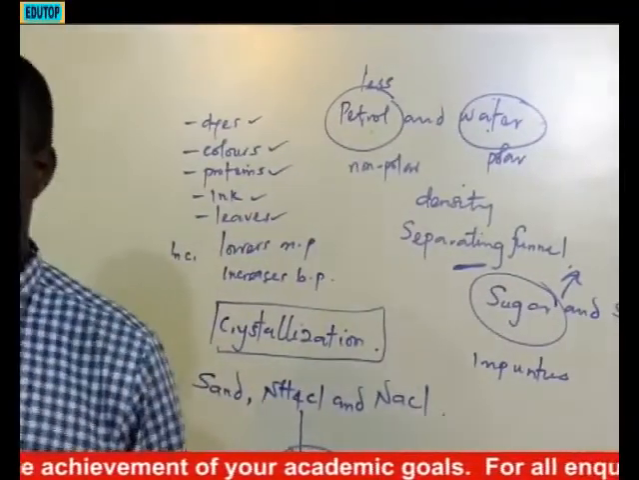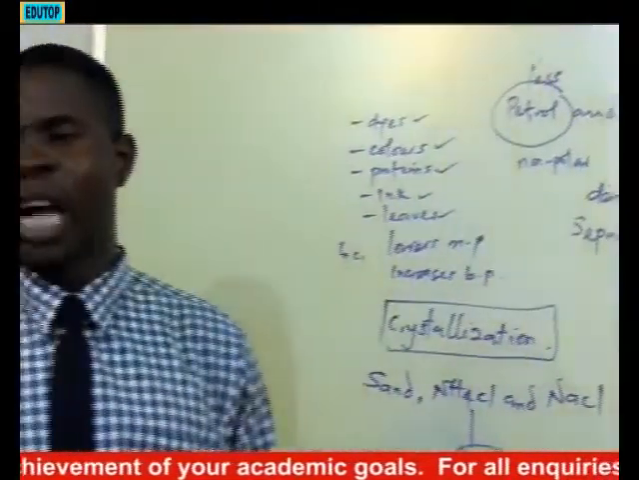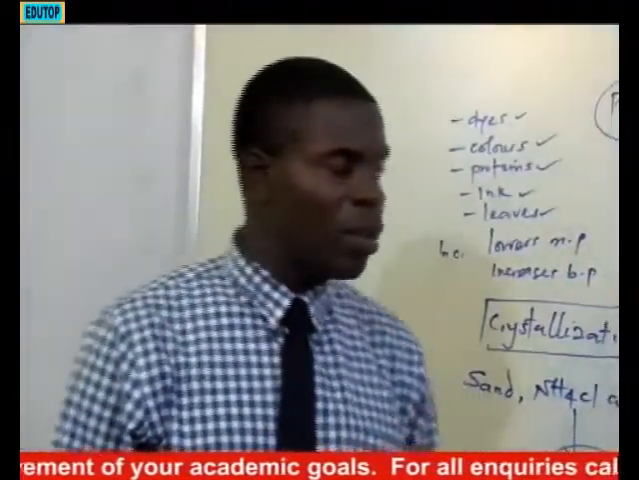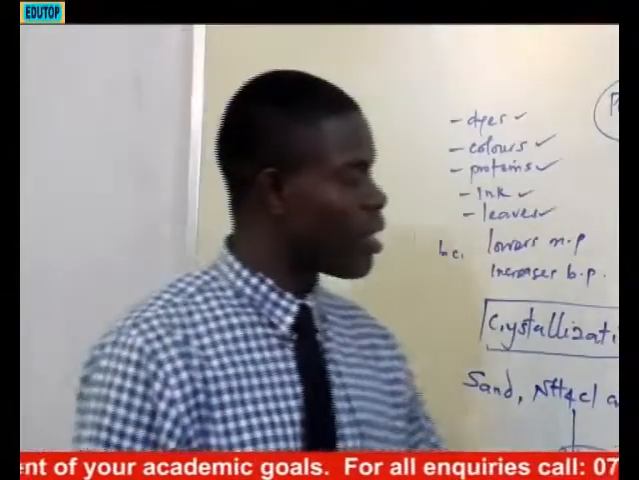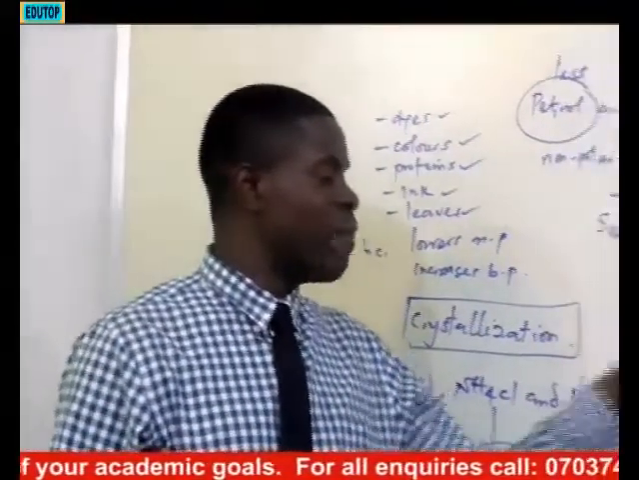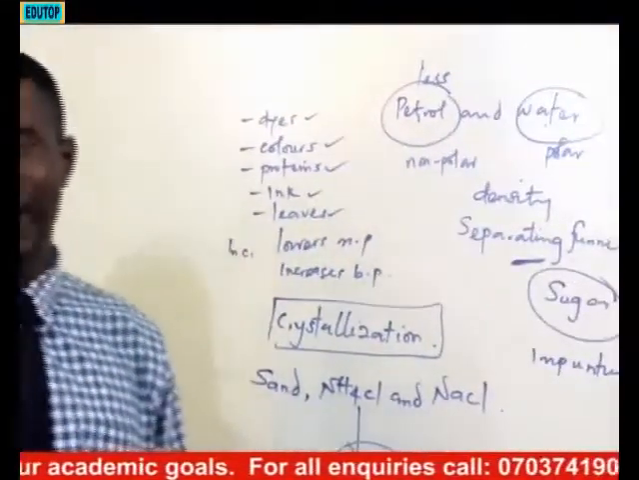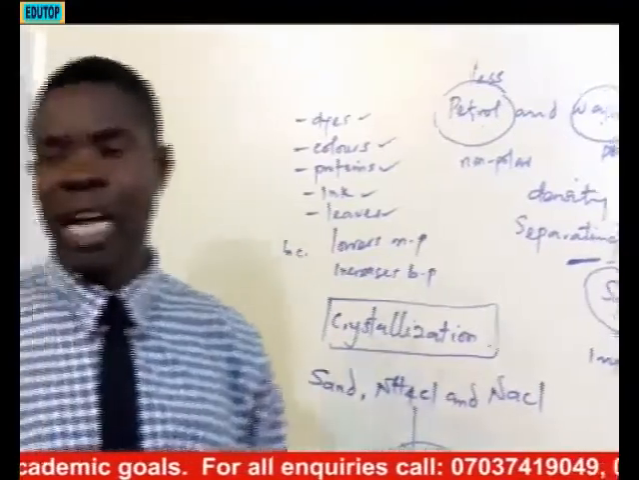So when you have salt sprinkled on the icy road, it is due to the fact that they want the melting point to be lowered. So that is the significance. It is in order to lower the melting point.